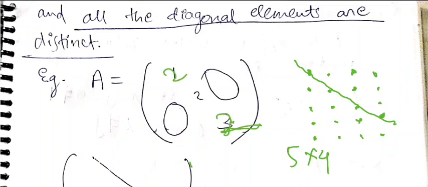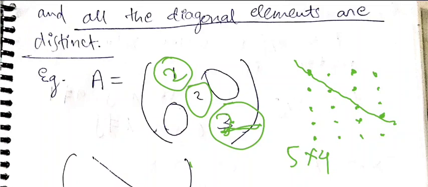Okay, then what will happen? All the diagonal elements are not distinct. As all the diagonal elements are not distinct, it will not be a diagonal matrix. Why? Because you can take 2 common out of this, so it will yield you some other matrix, which will come later. Identity matrix it is going to yield you.